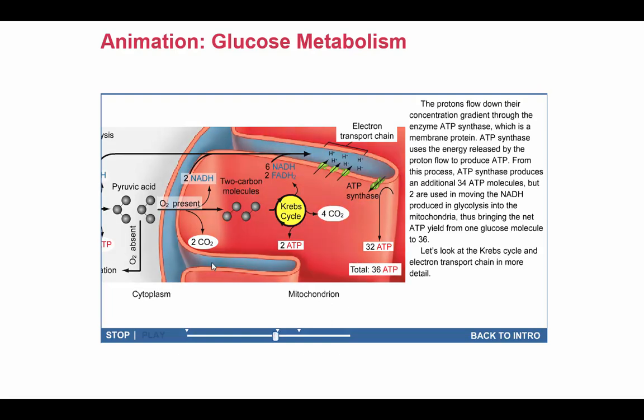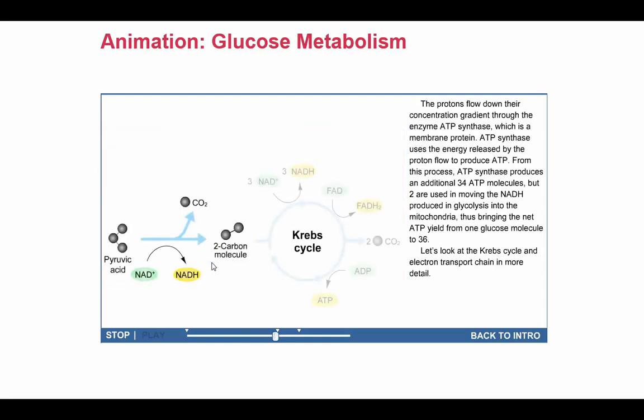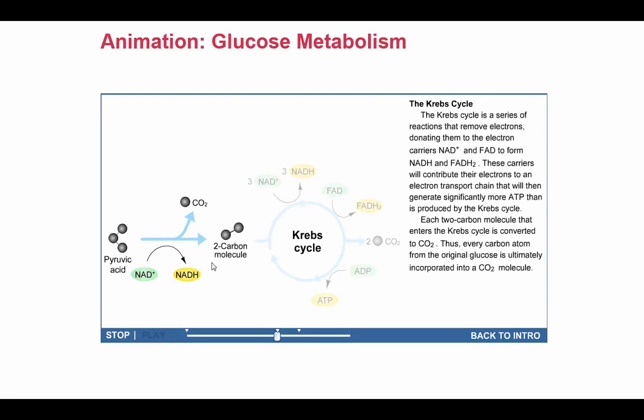Let's look at the Krebs cycle and electron transport chain in more detail. The Krebs cycle is a series of reactions that remove electrons, donating them to the electron carriers NAD+ and FAD to form NADH and FADH2. These carriers will contribute their electrons to an electron transport chain that will then generate significantly more ATP than is produced by the Krebs cycle.